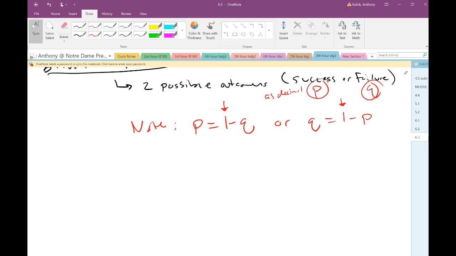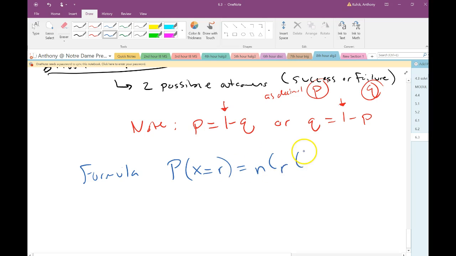Okay. So we can say then the formula, so this is the uppercase P, our formula, probability of exactly r things happening, or exactly r successes, in this case, is n choose r times p to the n minus r times q to the r. So let's look at an example then of this.